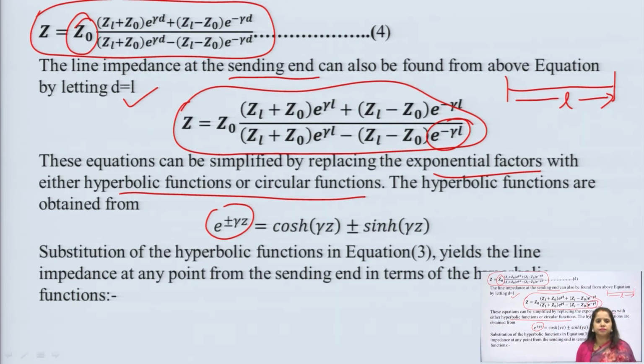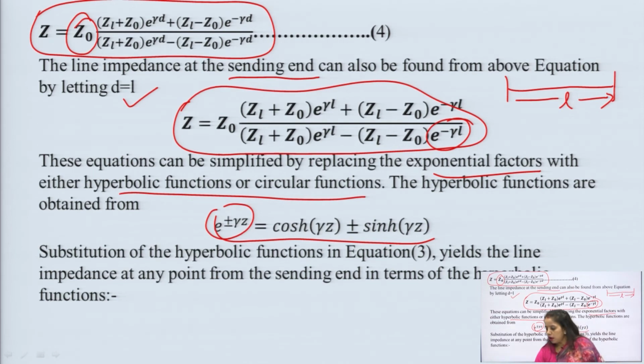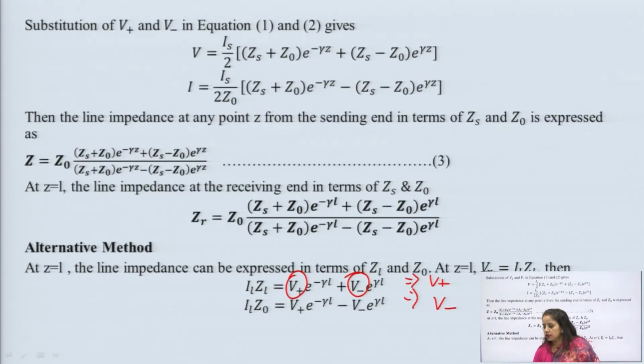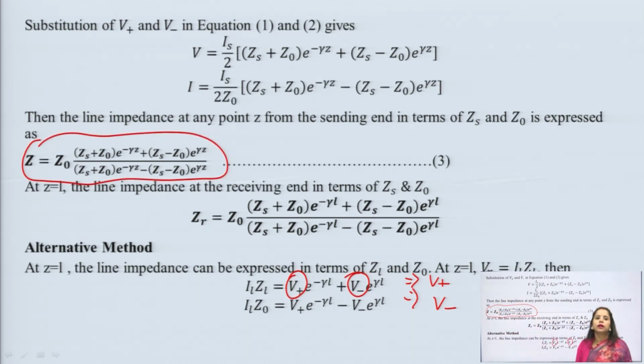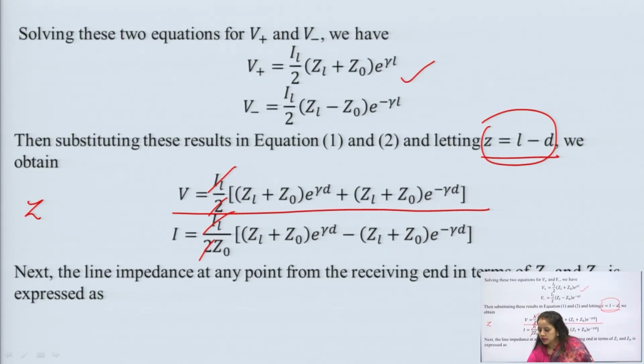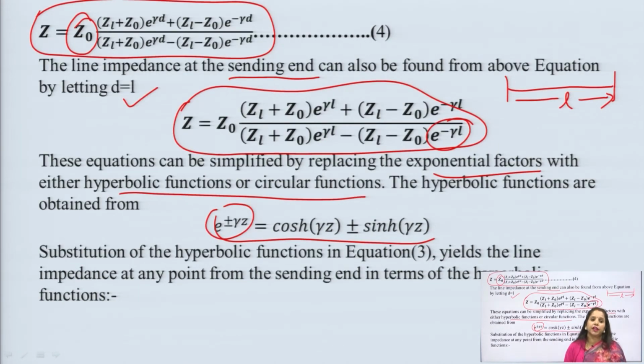Either we substitute this in this equation, which gives us the terms of load impedance and the characteristic impedance, or we substitute this into this equation, which gives us the terms of input impedance and the characteristic impedance. We can use either of the two or both, it depends upon us, because we can have the expression in terms of hyperbolic functions in both conditions, and the same applies depending on what type of parameters we have available.